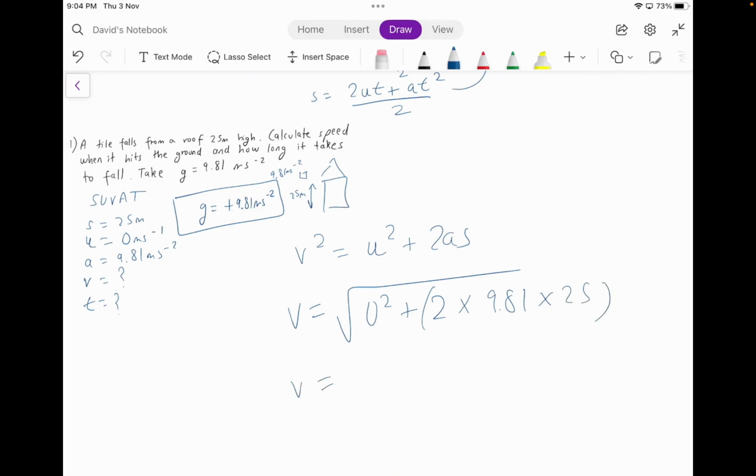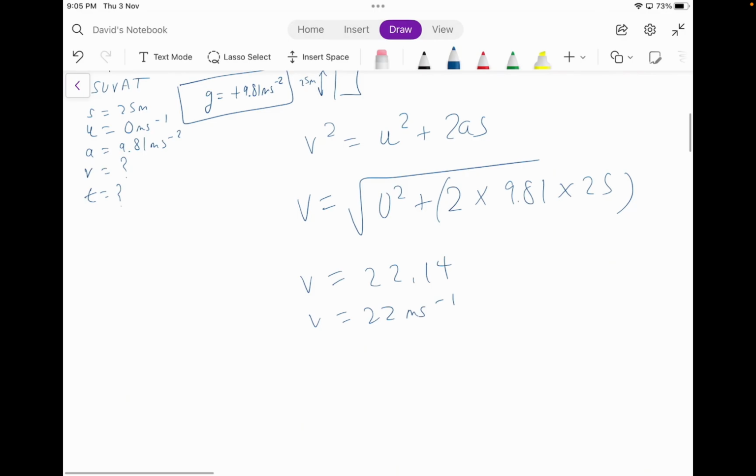When we square root and get all the values, you should be getting approximately, let me just use my calculator here, guys. Just give me a few seconds. Yeah, 0 squared plus 2 times 9.81 times 25. That's going to give you a value of about 22.14. Now we're just going to round this off to 22 meters a second. This is your final velocity.